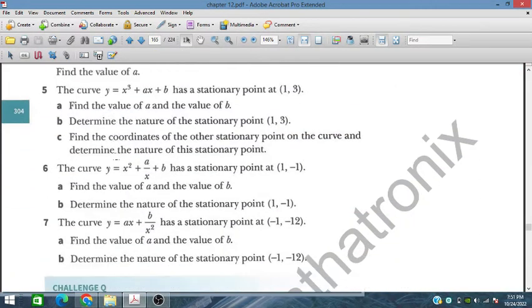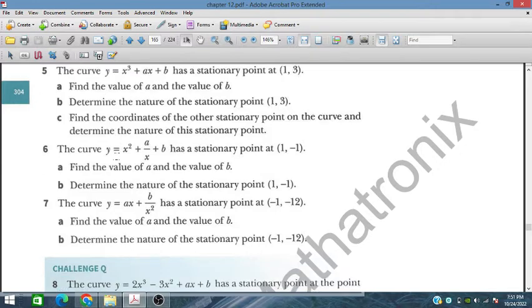Let's solve question number 5. The curve has a stationary point at 1 comma 3. Find the value of a and the value of b. Determine the nature of the stationary point 1 comma 3. Find the coordinates of the other stationary point on the curve and determine the nature of this stationary point. So let's solve question number 5.